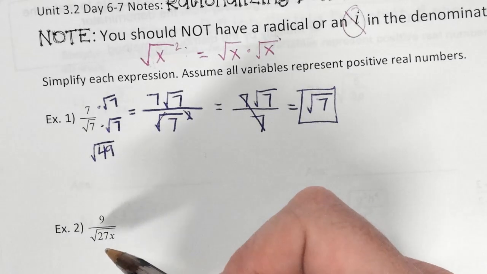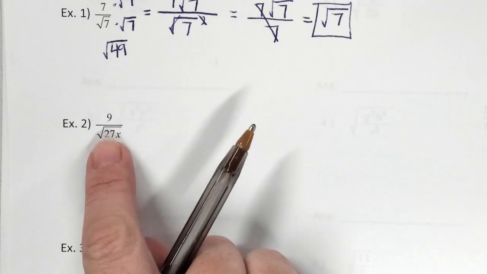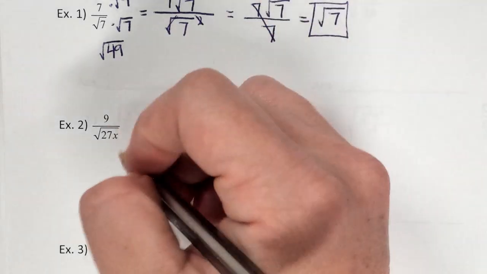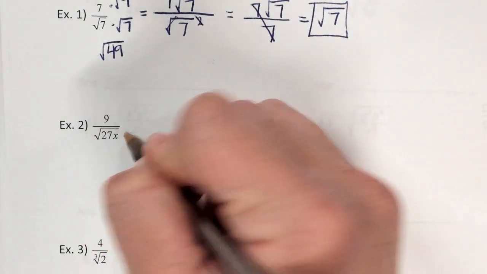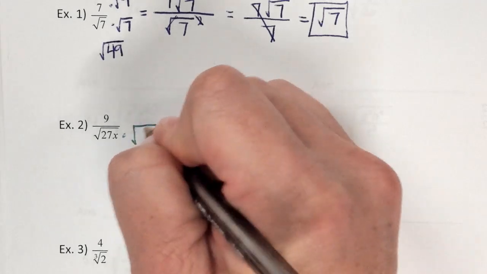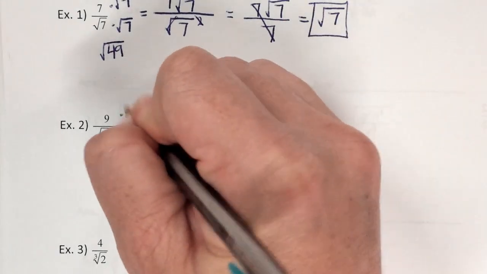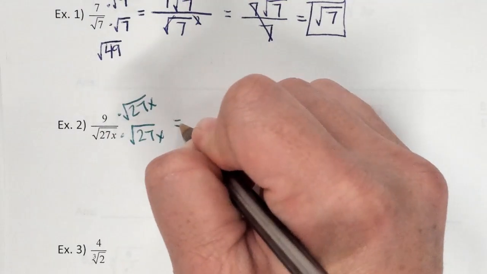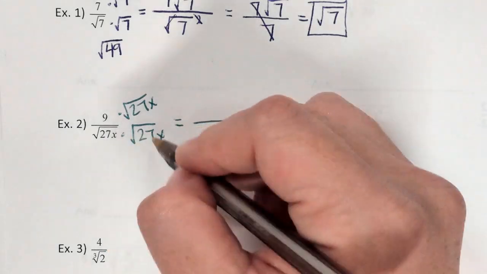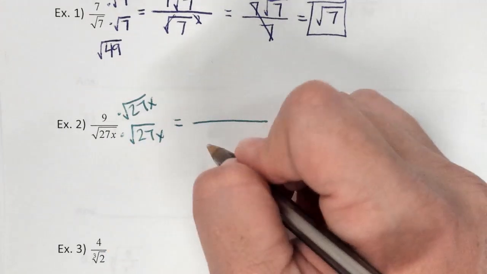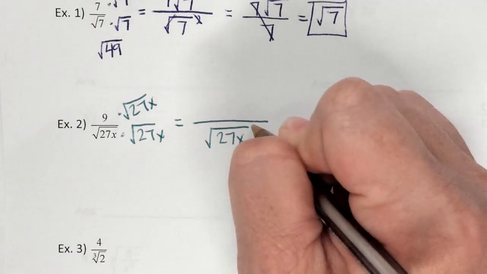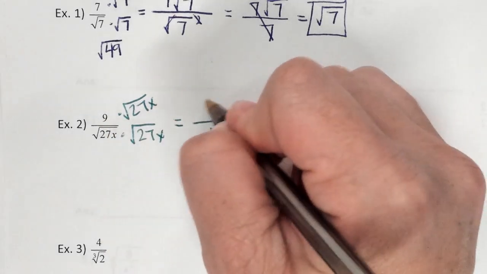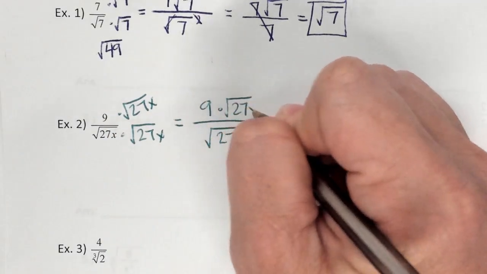Okay, look at number 2. Same concept. Technically you could simplify this, but we're just going to hold off till the end. So we have a square root again, so we just need to multiply by the denominator. What I do to the bottom, I have to do to the top. So now don't I have the square root of 27x twice? Mm-hmm. So I can write it as the square root of 27x squared. So on top I have 9 times the square root of 27x.